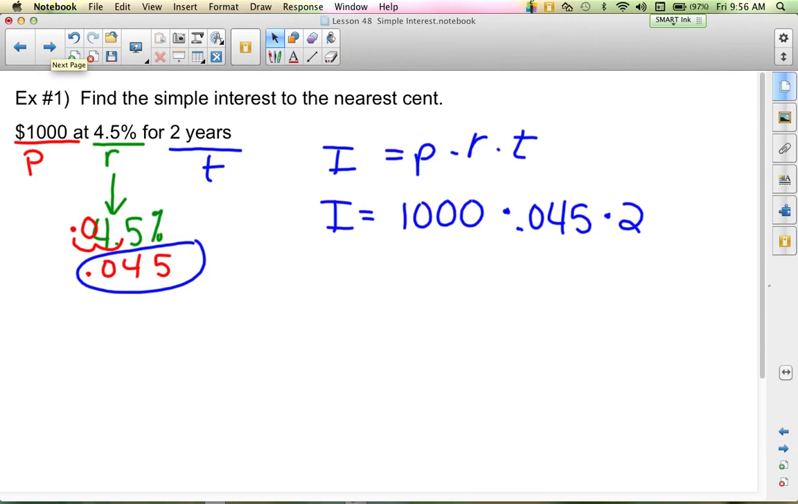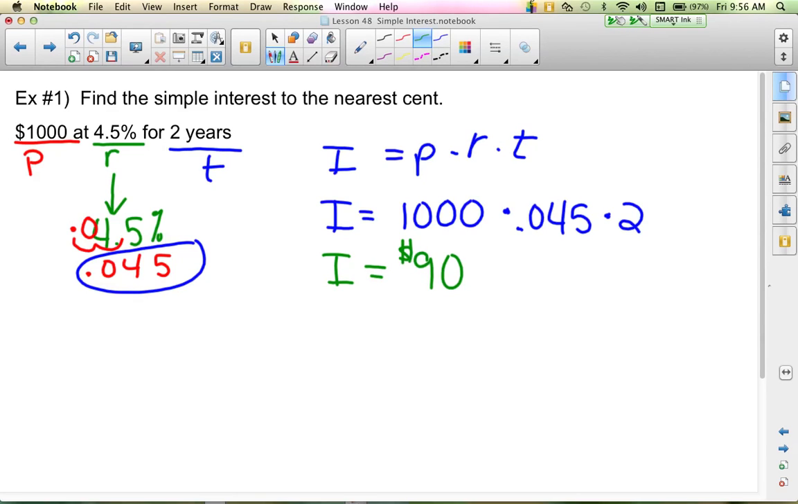So in my calculator, I'm going to type in 1,000 times 0.045 times 2. And when I do that, I get that the interest is equal to $90. So that means I'm going to make $90 if I leave that much money in the bank at that interest rate. And let's look at the original problem that says find the simple interest. So they want to know how much interest. There's my answer. Interest is $90.